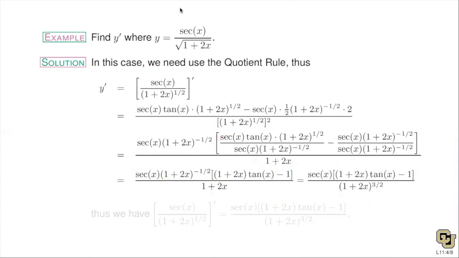So one final step is I bring this negative exponent downstairs. Here you see this is a negative exponent, so I can bring it down. Multiply here, this is 1 plus 2x to the first power. So 1 plus 1/2, I get 1 plus 2x to the 3/2 in the denominator. And so after simplifying, here's my final answer.